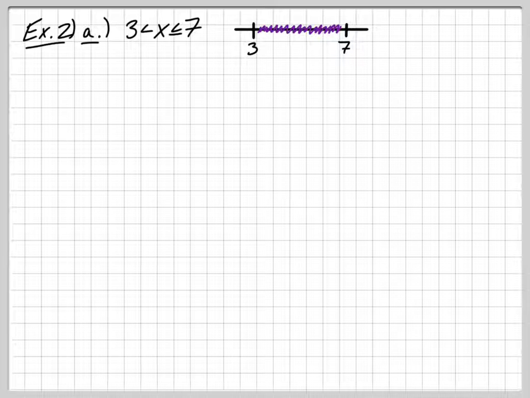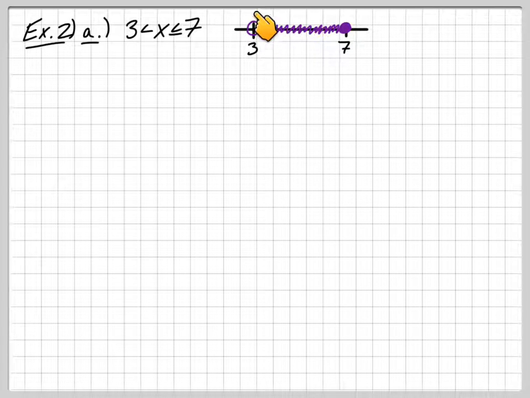But the question is, what kind of dots, closed or open circles, go on the 3 or the 7? Well, since the 7's included, that gets the closed dot, and the 3 is not included, so that one gets the open dot. So number line, pretty straightforward.